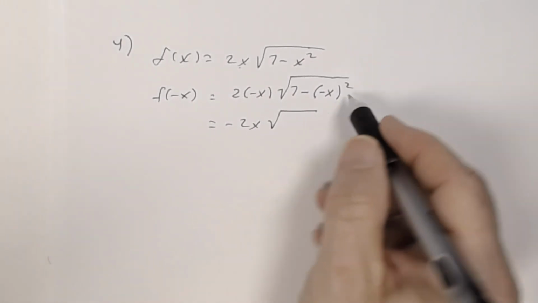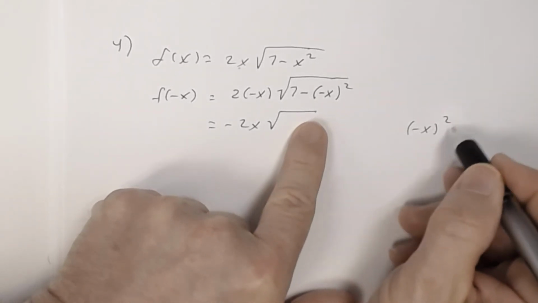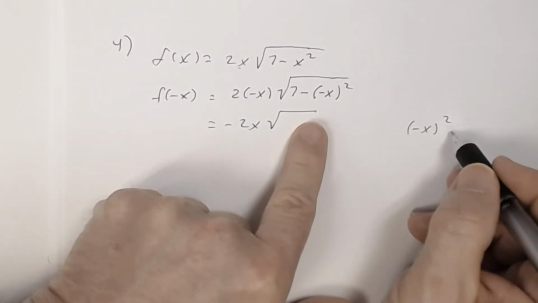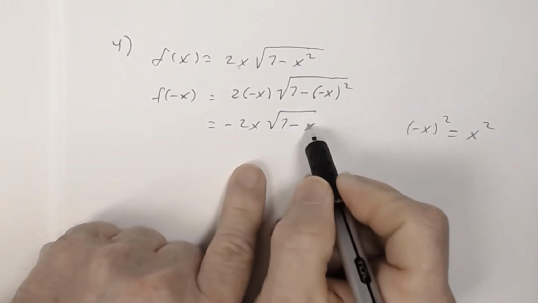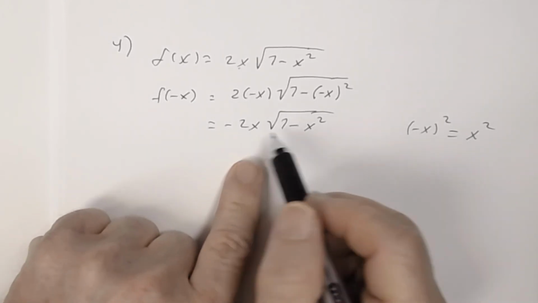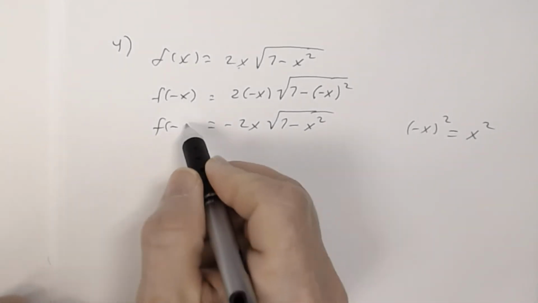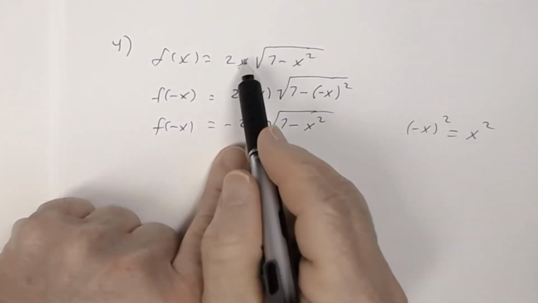Square root. Now, look at this right here. See that negative x in parentheses squared? What's a negative x in parentheses squared the same as? x squared. So this becomes 7 minus x squared. Okay? Now here's the question. Just ask yourself, so this is f of negative x. Is this the same as this?